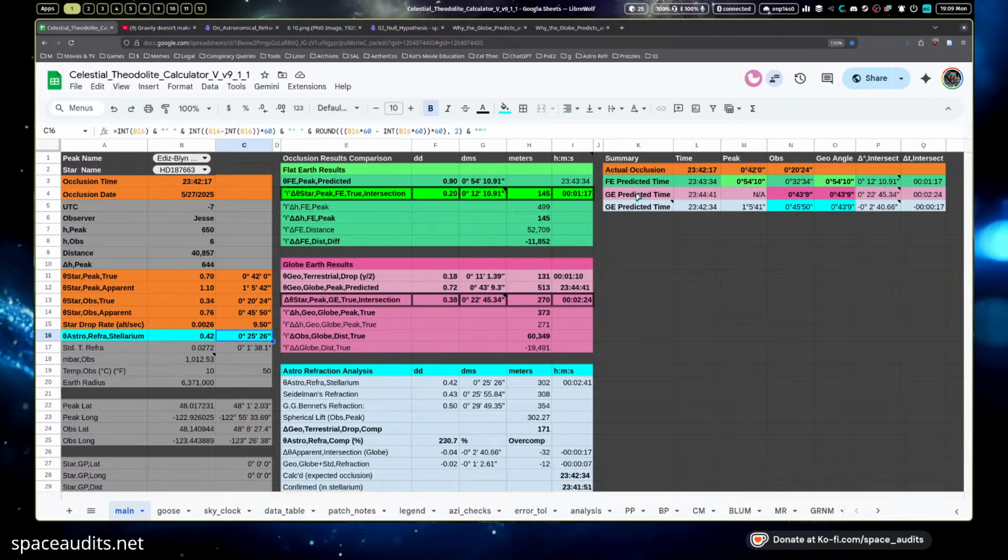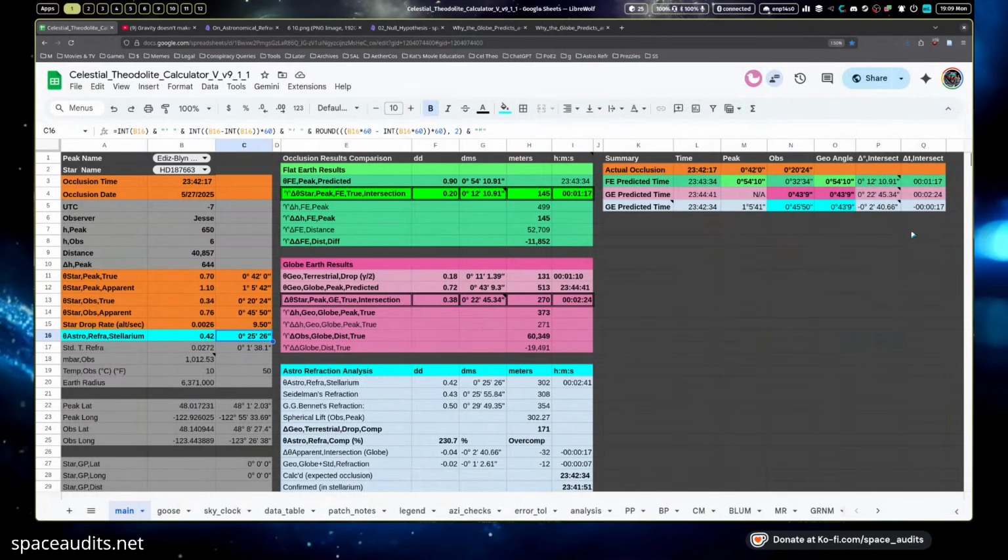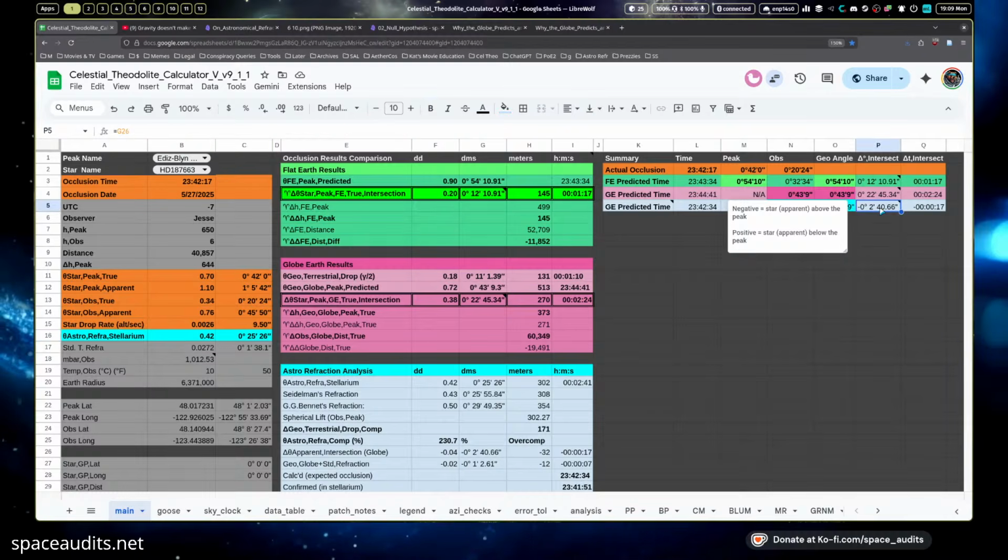How about I put the globe prediction for Jesse in the chat? Look at that, observer, less than an arc minute. Go to the observer location. Enter the amount of celestial refraction, and it predicts that it would already be 2 arc minutes and 40 arc seconds over the peak.